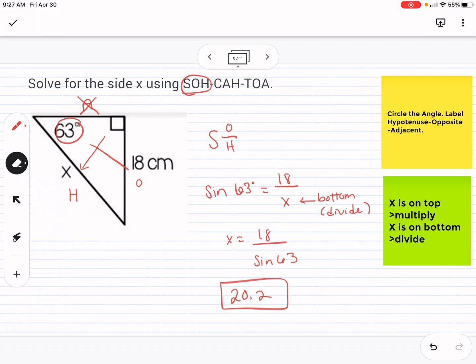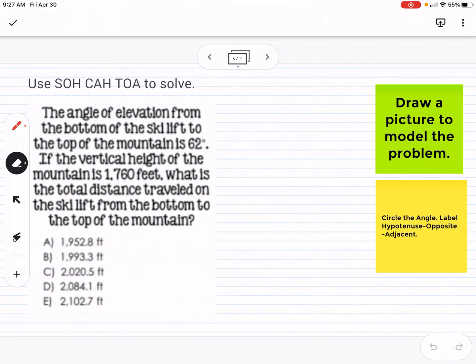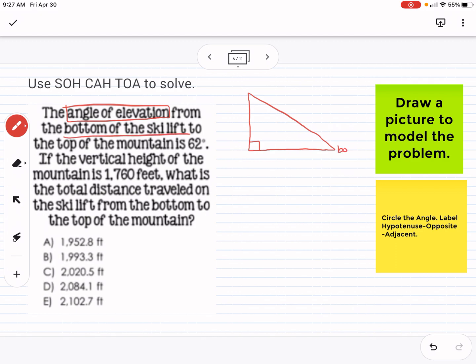Now, when we finish with SOH CAH TOA, we finish with angles of elevation or depression. This problem is an angle of elevation problem. So I'm going to draw a regular facing triangle. And your angle is always from the bottom looking up. So here it's from the bottom of the ski lift, looking up to the top of the mountain. And it says that angle is 62 degrees.